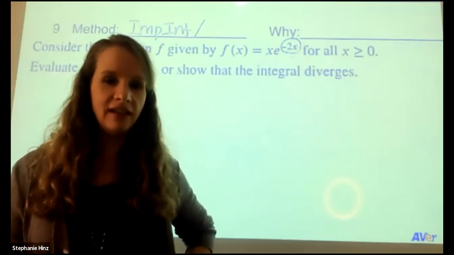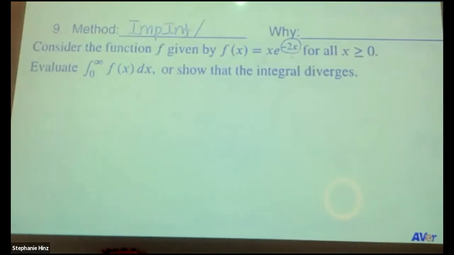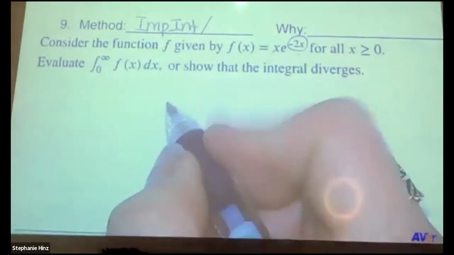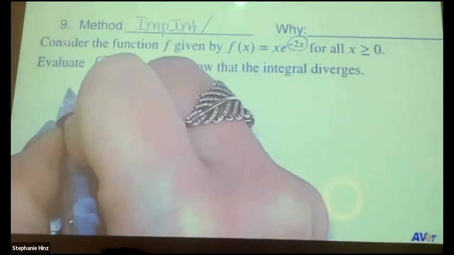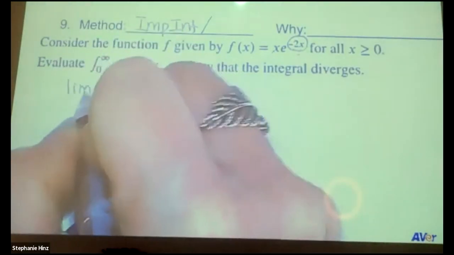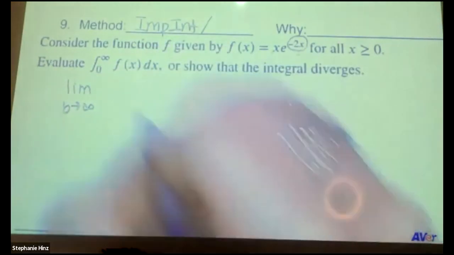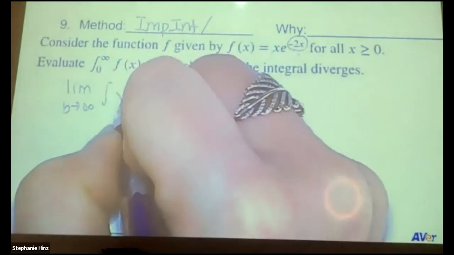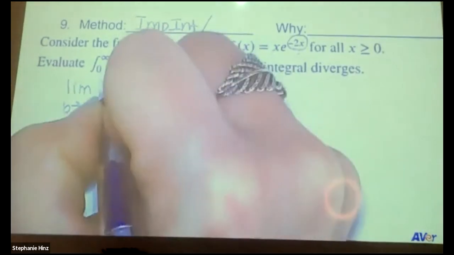Ms. Hill did that the last time we had a session, but I thought we'd throw one in just for review. So you're going to have a setup like this. You've got the limit as b goes to infinity of the integral of x e to the negative 2x, and we're going from 0 to b.